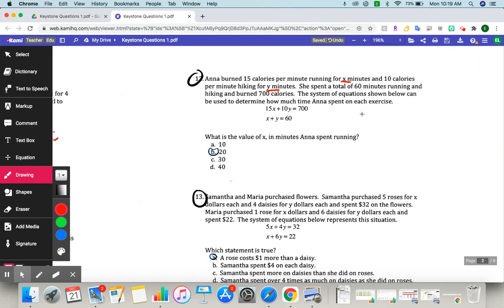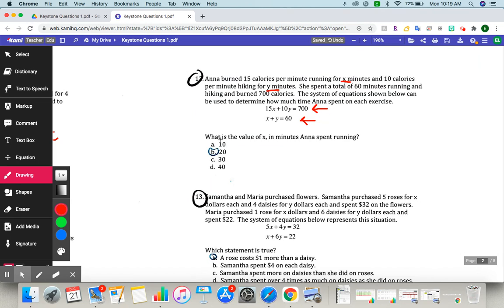So we can use a system of equations to figure out exactly how much time she spent running versus hiking. This equation represents how many calories she burned, and this equation represents the total number of minutes she exercised. Now, we can use one of our strategies to solve this system. However, if you think about the fact that the answer is given to you, you can check which one works.